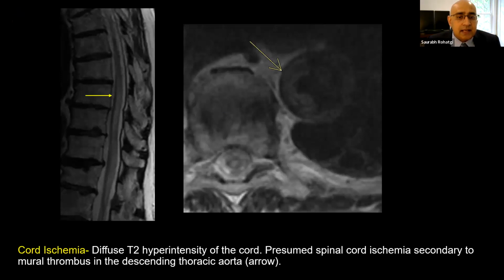This was another case where there was cord signal change within the spinal cord, and this was presumed to be spinal cord ischemia secondary to a mural thrombus in the descending thoracic aorta.